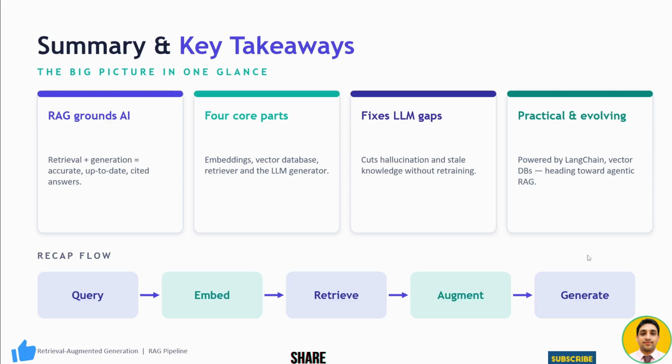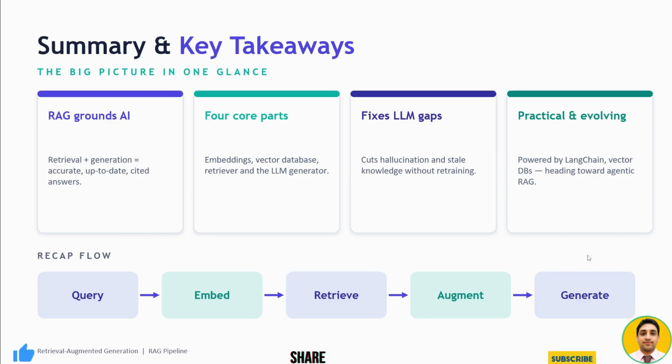Third, RAG fixes fundamental LLM gaps. It significantly cuts down on hallucination and stale knowledge, and it does this without requiring a retraining of the underlying model. Fourth, RAG is both practical and evolving. It is already powered by mature tools like LangChain and various vector databases today, and it continues to evolve toward more advanced concepts like agentic RAG in the future.